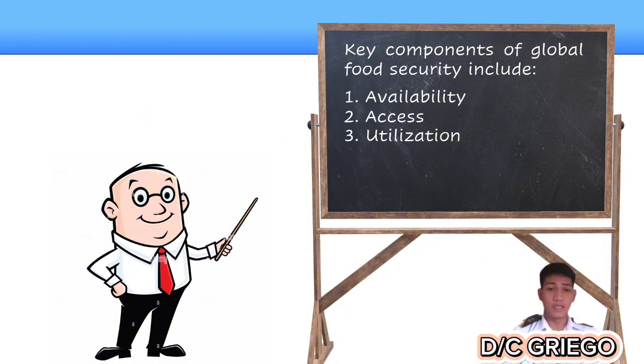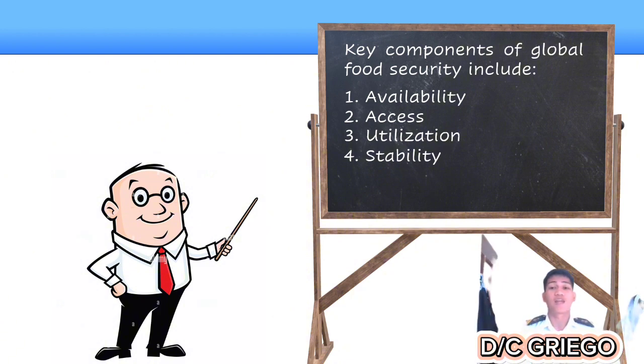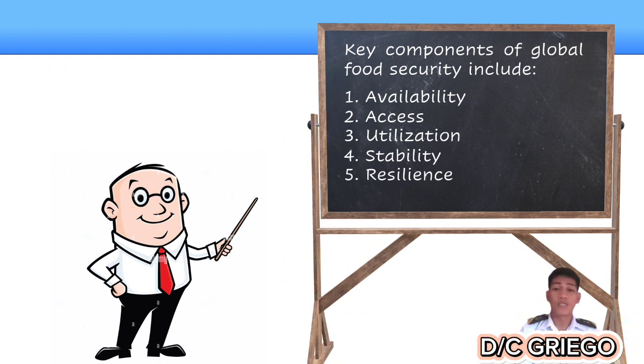So the fourth is stability. So stability: food security is not a one-time achievement. It requires stability over time. Political stability, economic conditions, and environmental factors all play roles in maintaining consistent food access. So the last is resilience. So resilience: the ability of communities and systems to withstand and recover from shocks such as natural disasters, conflicts, or economic downturns is critical for long-term food security.